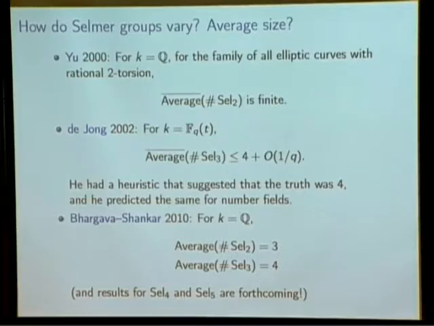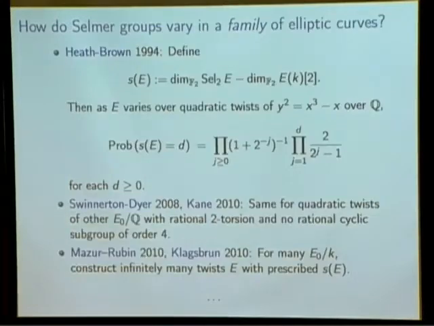Let me now switch to the blackboard and go to the main topic of my talk, which is to explain what's the underlying structure of Selmer groups that explains all these results. And why should the average size of Selmer be 3? And where does this funny distribution come from? It's not the first thing you would probably guess.